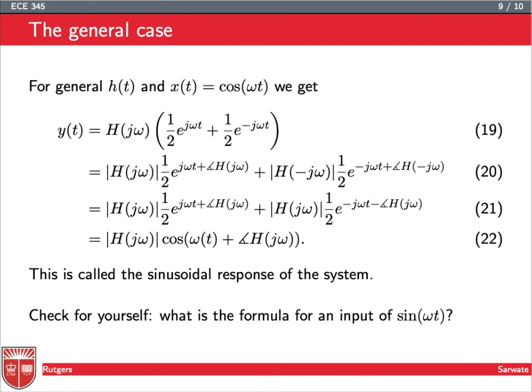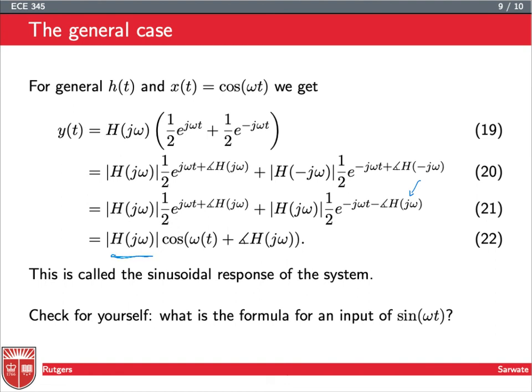So we get 1/2 e to the j omega naught t plus phase of h of j omega, and h of minus j omega, 1/2 e to the minus j omega t plus phase of h of minus j omega. Then we use the fact that magnitude is even and phase is odd. This term stays the same, but for h of minus j omega, the magnitude is the same as h of j omega because it's even, and we flip signs over here because the phase is odd. So now we can de-Eulerize, however you want to think of it.